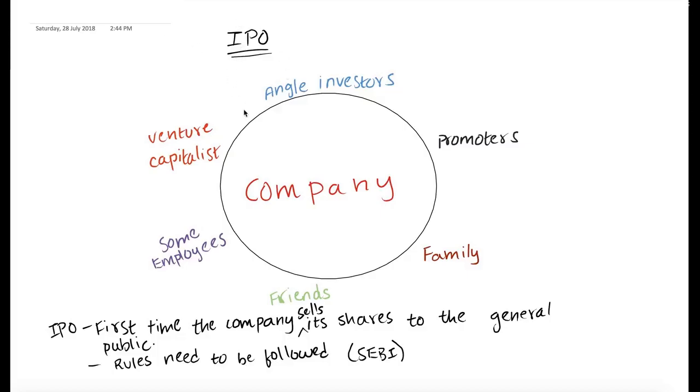Comment about IPO in a detailed manner. First we will see a private company's investor details, and then we will try to collate that with the IPO details. If I am owning a private company, the persons who can invest in my company are promoters, my family members, my friends, some of my employees, venture capitalists and angel investors.